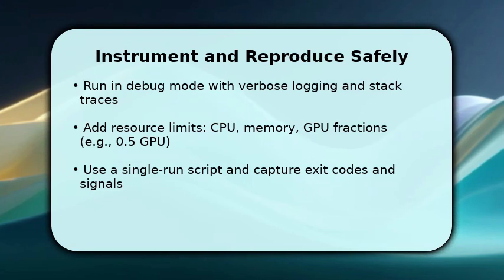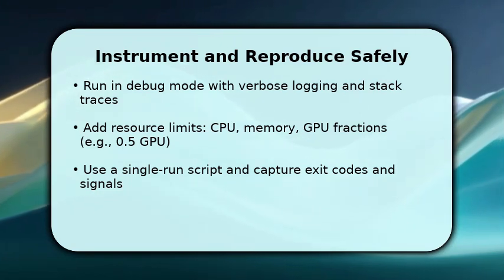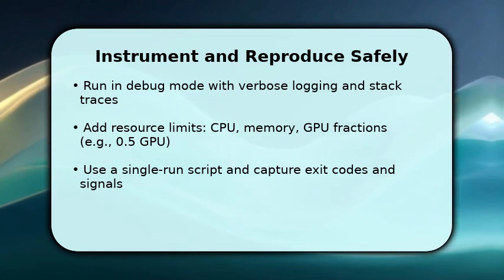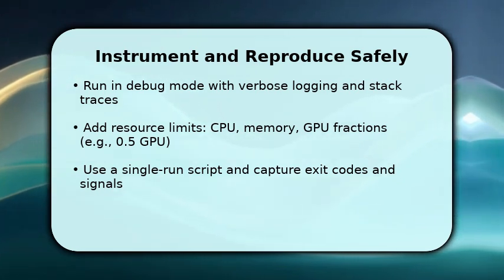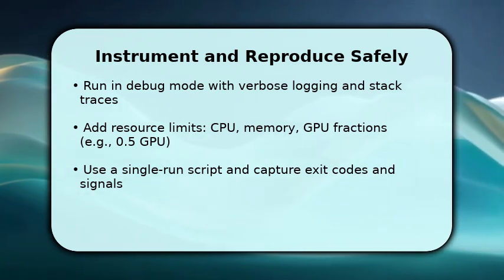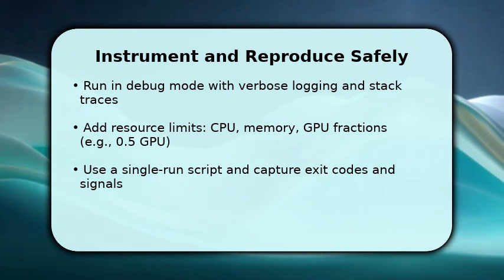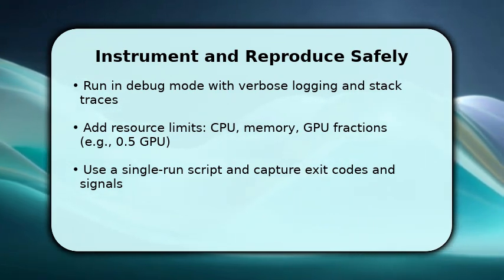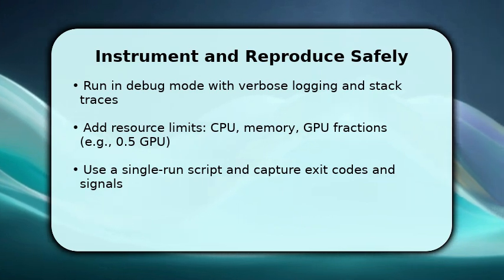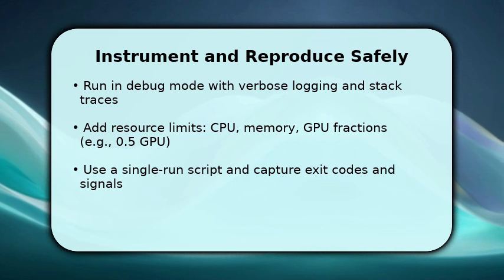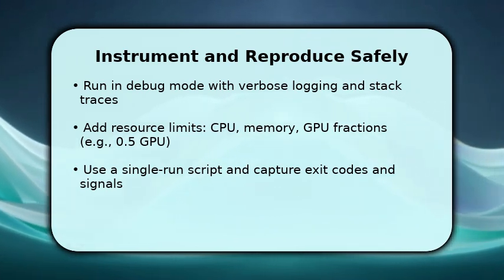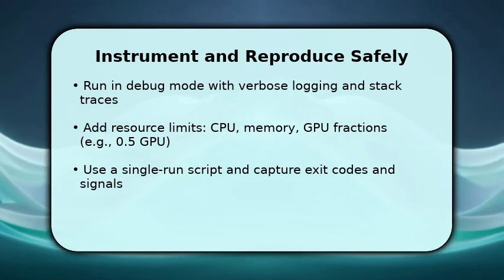Now you instrument the job to find the root cause. Run the model in debug mode with verbose logging and full stack traces so you capture the exact failure point. This tells you whether it's an exception or signal. Apply conservative resource limits, CPU, memory, or GPU fraction like 0.5, to prevent system kills. Use a single-run wrapper that records exit codes and signals to disk. Once you reproduce the issue reliably, you can test targeted fixes without the noise of restart loops interfering with diagnosis.